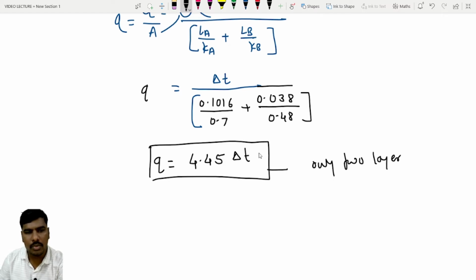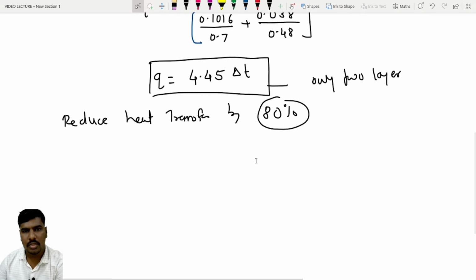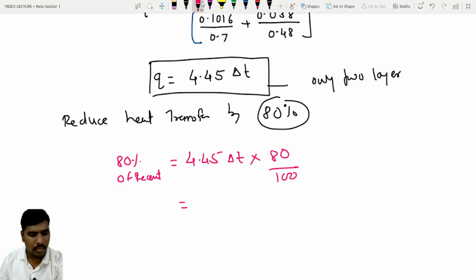Now we have to reduce the heat transfer by 80%. So presently this is 4.45. So just first calculate the 80% of this 4.45 delta T. So 80% of the present heat transfer, 4.45 delta T into 80 divided by 100. So here you will get this value as 3.56 delta T. So this is 80% of 4.45.